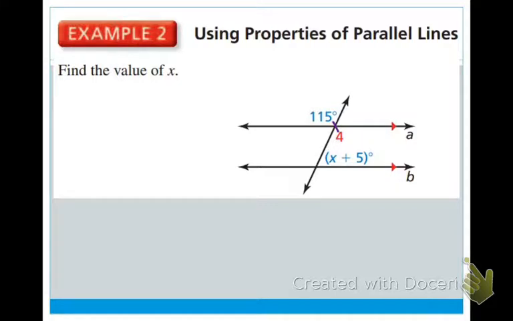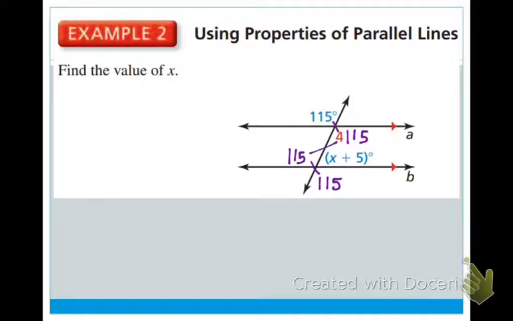What's the measure of angle 4? 115. Which would mean the measure of this angle is 115. This angle would be 115. So does x plus 5 equal 115? It doesn't. Okay? No.